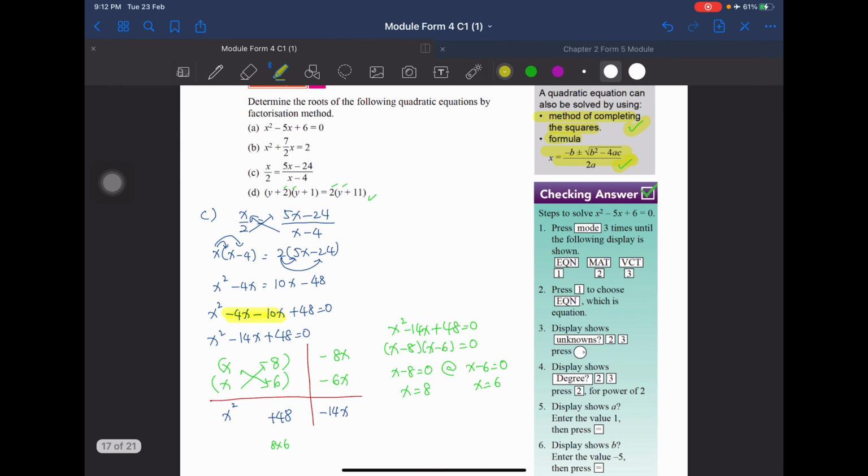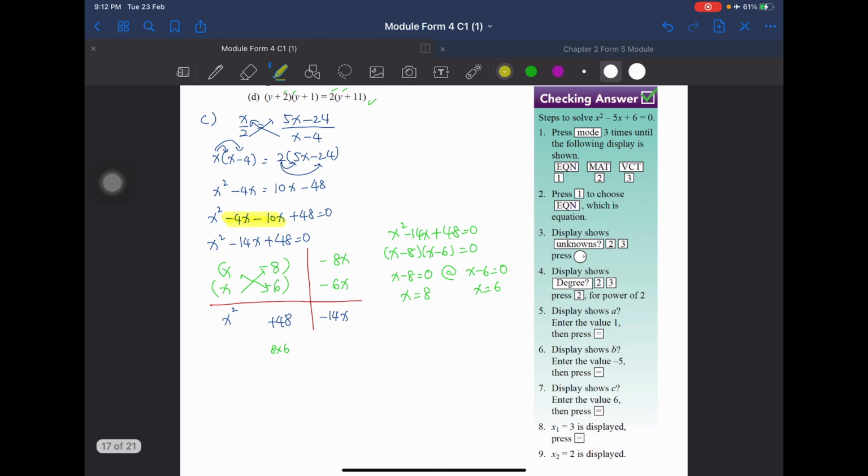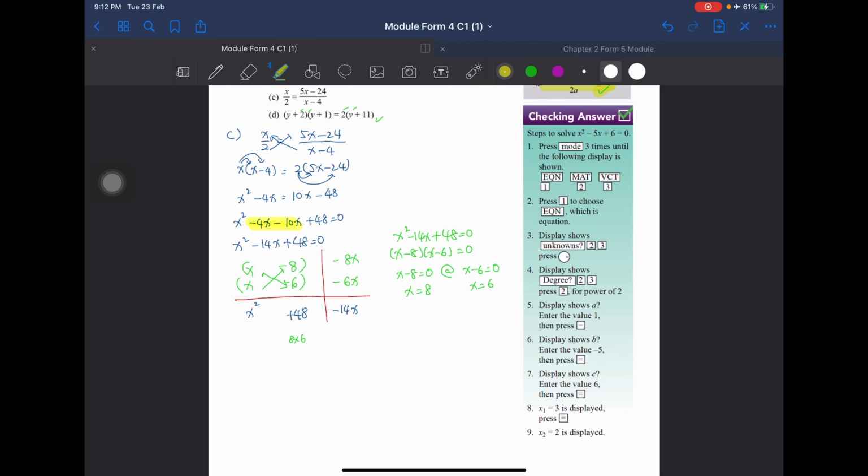Okay, so next, look at this box. Checking answer. Actually, steps to solve. For example, you have x squared minus 5x plus 6. You can follow this arahan one by one. Actually, when you follow this, you can get the answer.